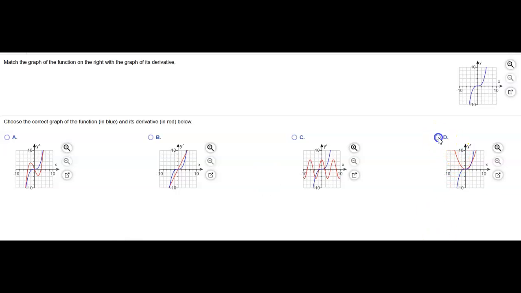It's going to correspond with D, because I can see that at negative 4, my tangent line down here, if you draw an imaginary line that goes through just this point right here on the graph, is going to have a positive slope. So that means at negative 4, we're going to have a positive number for our derivative graph. And so it's definitely going to be this one here.